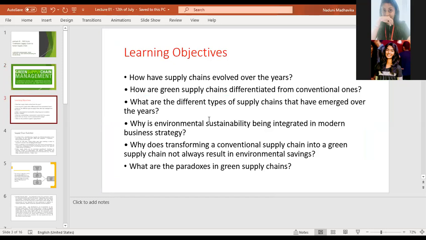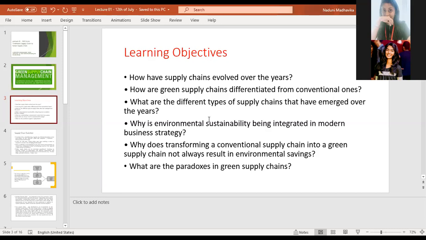And next, at the end of today's session, you would have an understanding of what the different types of supply chains are that have emerged over the years. Why is environmental sustainability being integrated into modern business strategy? Why has it become so crucial for business organizations to integrate this so-called concept called sustainability in their modern business strategy? You would be having an idea about that.